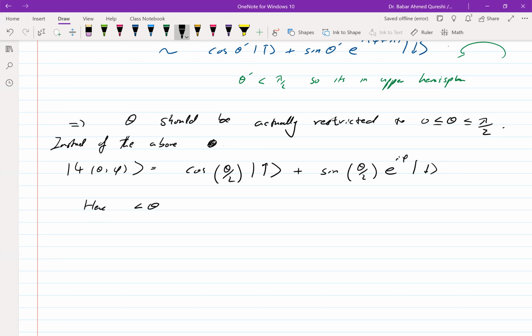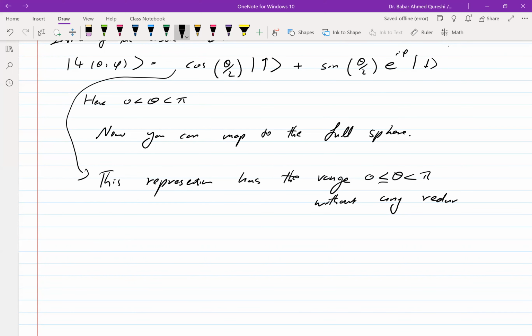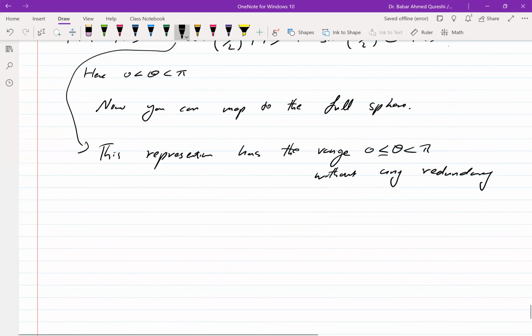Here, theta can range from 0 to pi, because this new theta in terms of the old theta, when it goes from 0 to pi, the old theta would be only going from 0 to pi by 2. Now you can map to the full sphere. So take this representation, which has the range without any redundancy. So now this can be mapped to the full sphere.